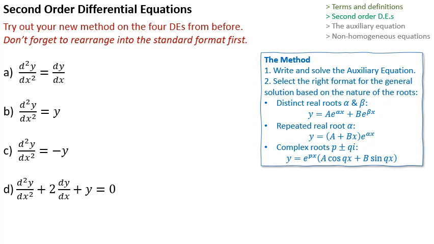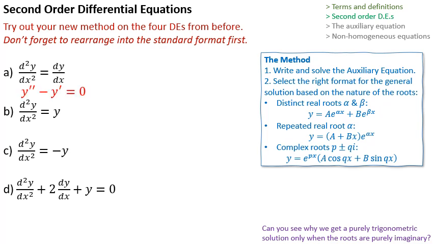I'd like you to pause the video and have a go at all four of these, rearrange them a little bit if you need to, so you can write out the auxiliary equation in each case and see if you can come up with the fully general solution to each of these differential equations. So initially, probably the simplest way to write these down would be in the y dash form, y double dash minus y dash equals 0, etc., etc. You can do that for each of them, and it'll probably save you a fair bit of writing time.